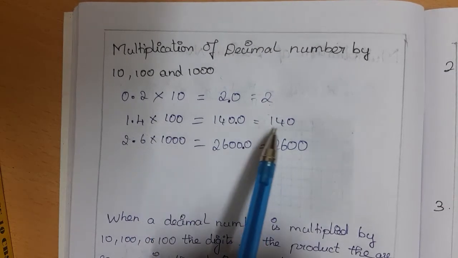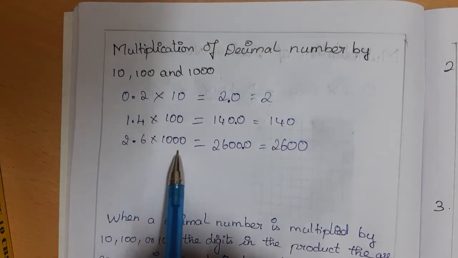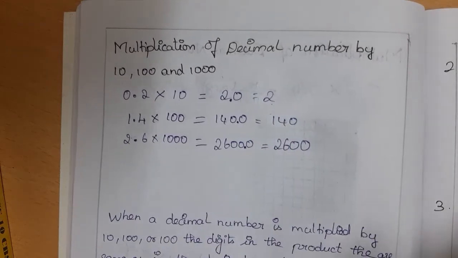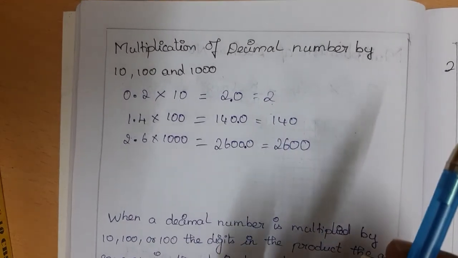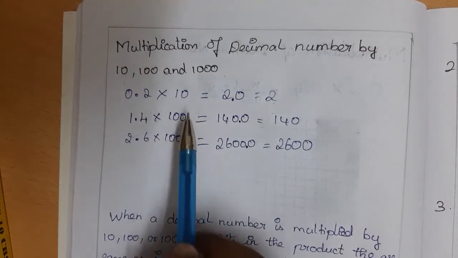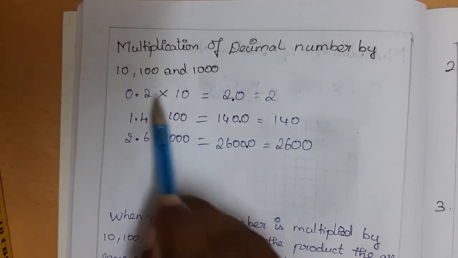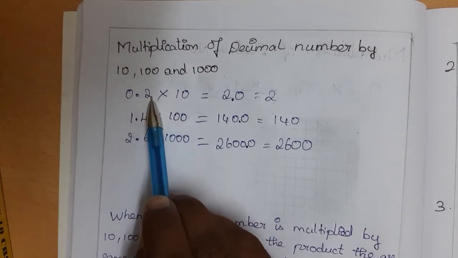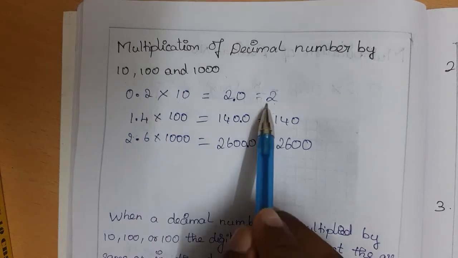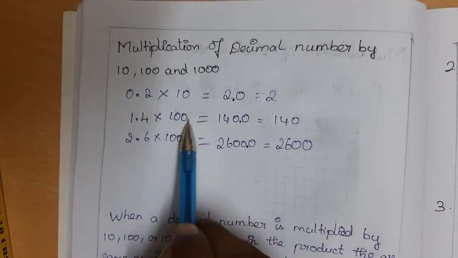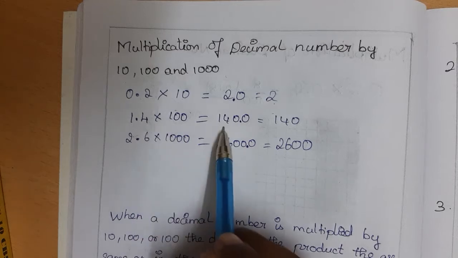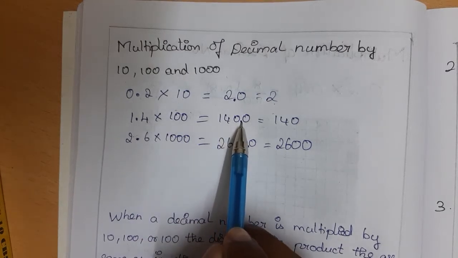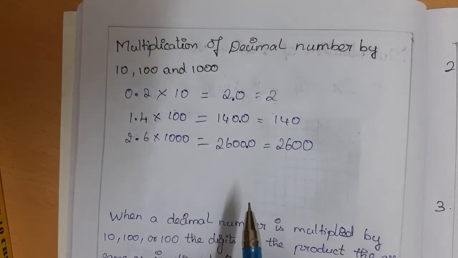1.4 into 100 is 140. 2.6 into 1000 is 2600. Can you observe a pattern? If you observe keenly, there is one zero here, so only one decimal digit moves towards the right, so it becomes 2. Here there are 2 zeros and it moves 2 places, so 1 times 4, there is no other number, so we add a 0, and it is 140.